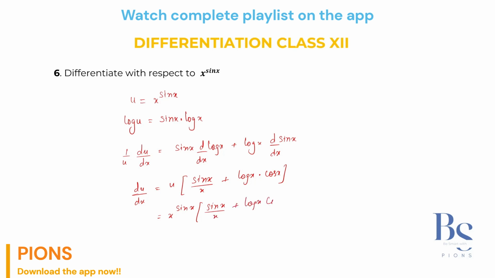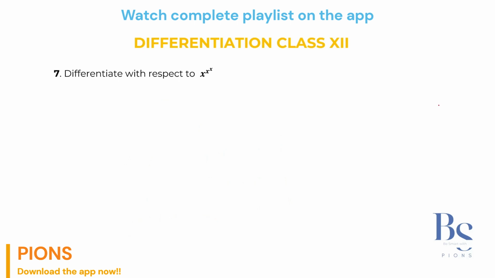And what is this? On the left hand side, this is the differentiation of u. And what is u? x raised to sin x. So when you differentiate this, you get this. This is your correct answer to question number 6. Let's move to question number 7.